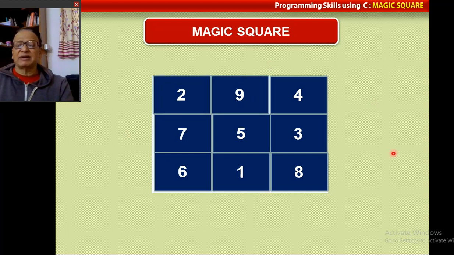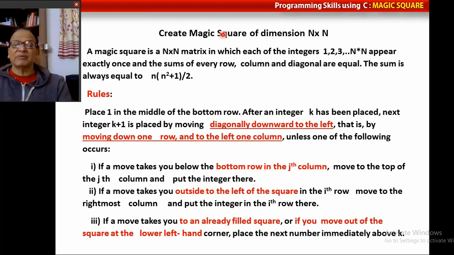This way I have created a magic square. As you see, the sum of all the numbers in every row, column and diagonal is the same. In this case it is 15. So let us see the algorithm now. Here is the algorithm given.